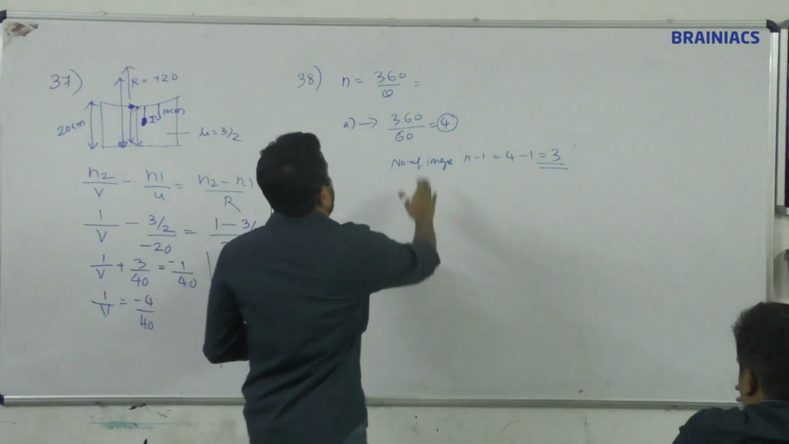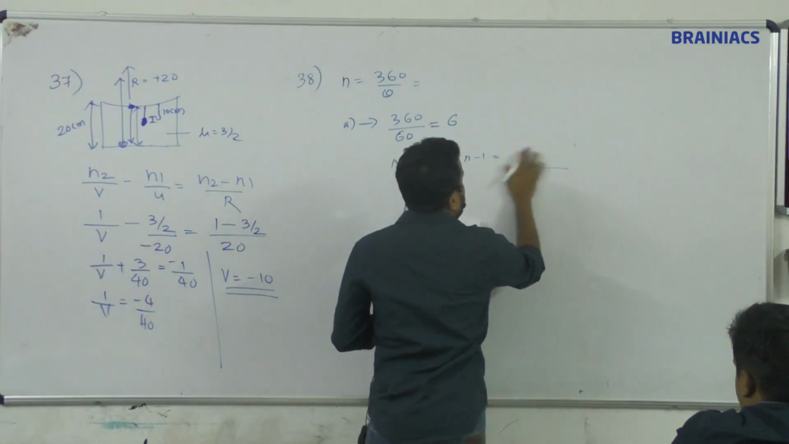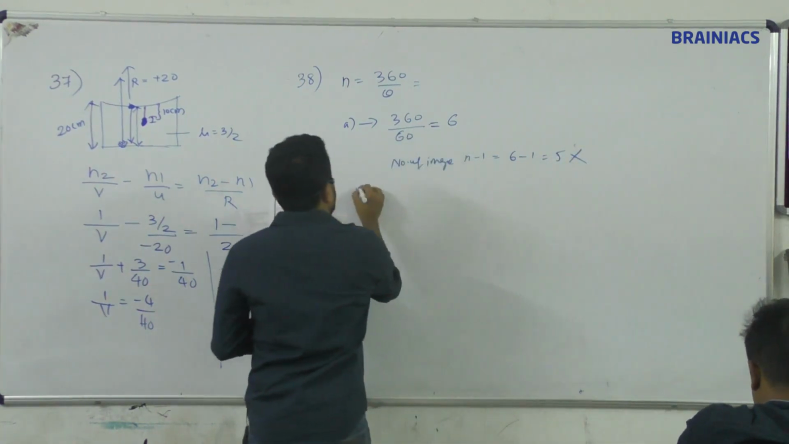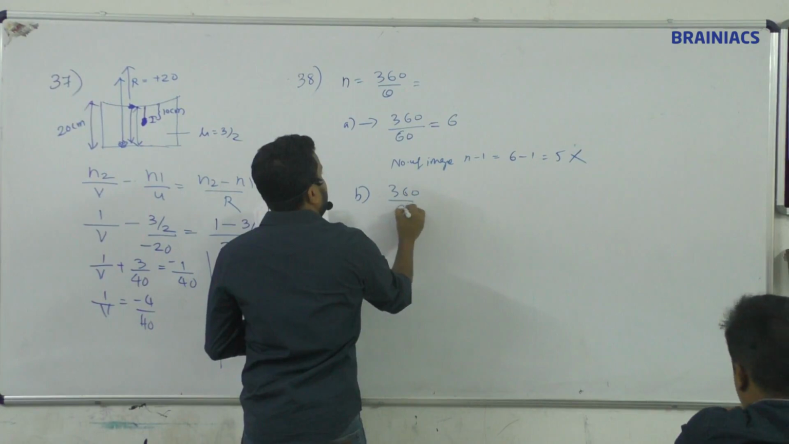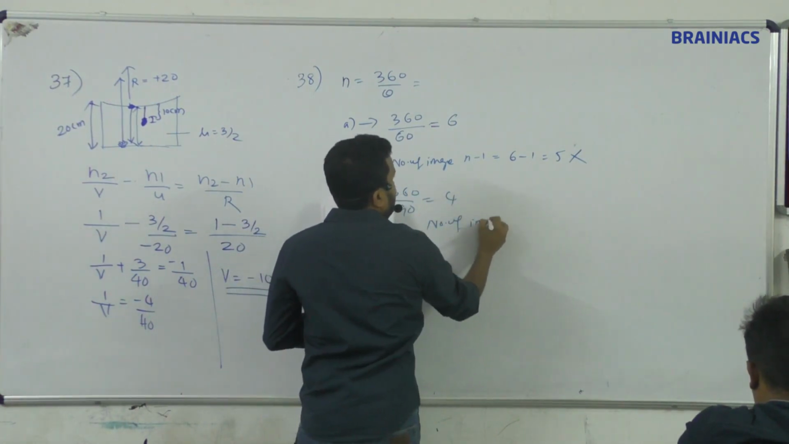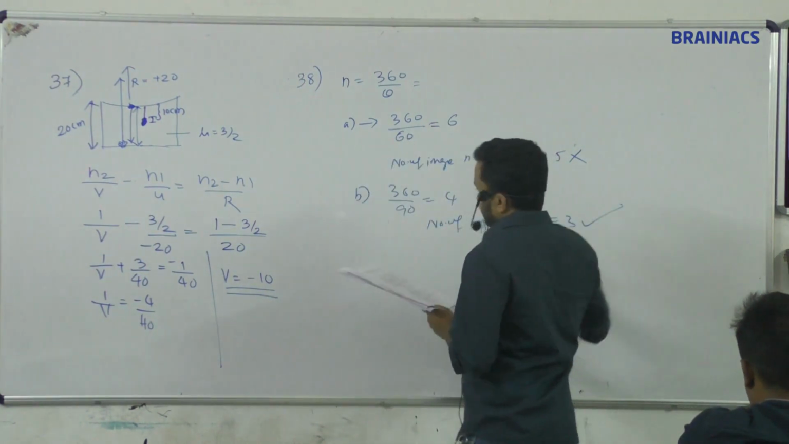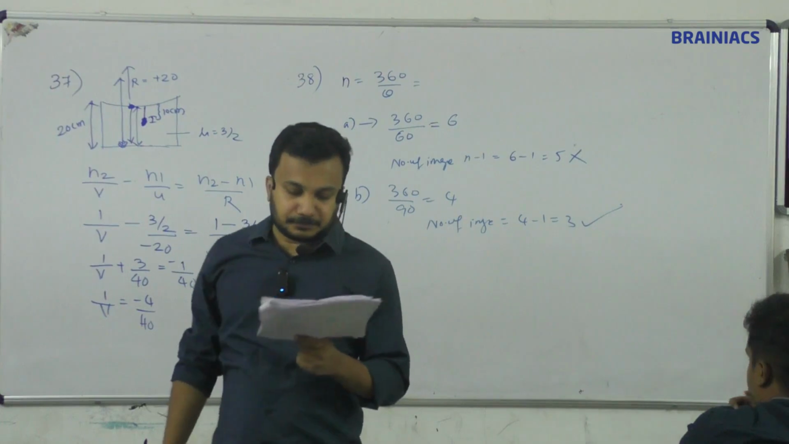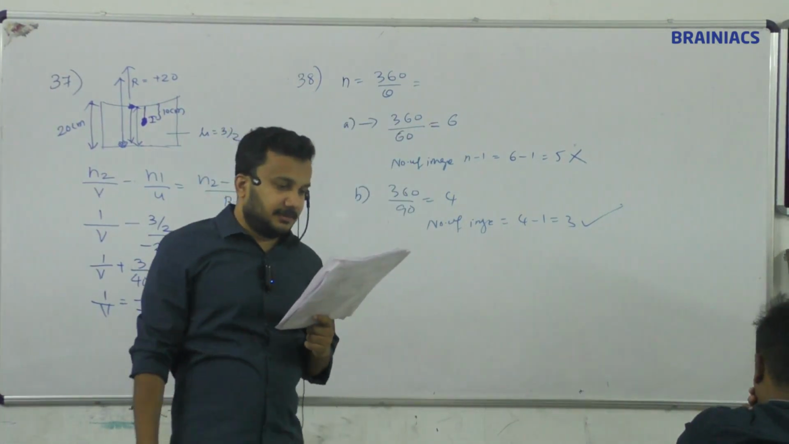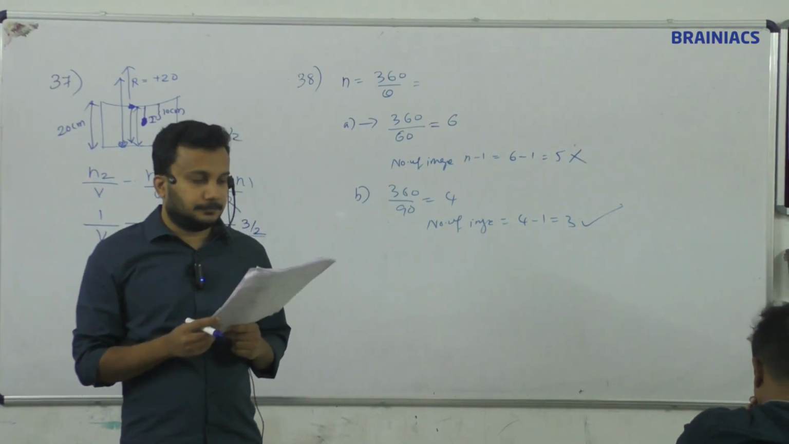Sorry, 360 divided by 60 gives 6. The number of images is 6 minus 1, which is 5, not the right answer. We'll go to B. 360 divided by 90 is equal to 4. Number of images is 4 minus 1, which is equal to 3. So 3 is the right answer. 90 degrees is the right answer.